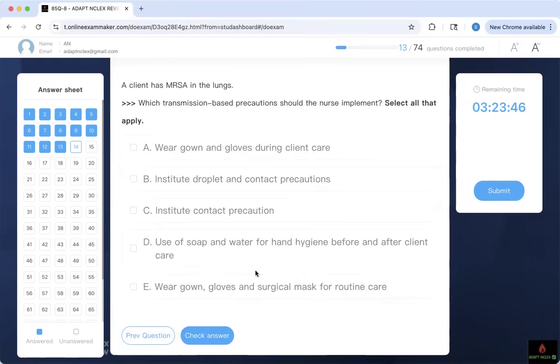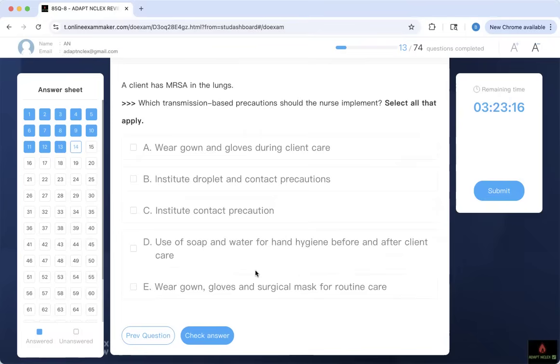This is another one. Same strategy. A client has MRSA in the lung. Which transmission-based precaution should the nurse implement? Don't jump the gun. There's a reason why I put the MRSA in the lung. You've seen questions on the skin. Well, prepare for the NCLEX to put it in the lung. Do you think you should change your strategy? Ask yourself. Select or apply. What transmission-based precaution should the nurse implement?